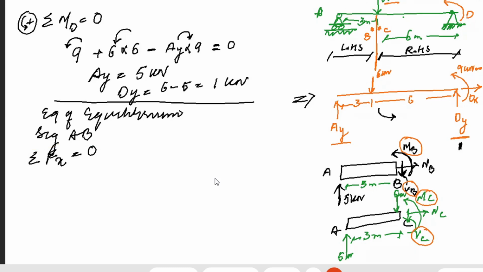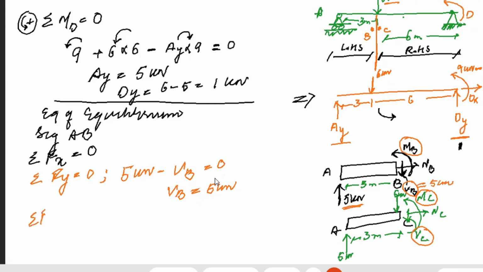So summation of forces in x is 0, and summation of forces in y is again 0. Therefore, calculating that, it will be simply 5 kilonewton, that is VB minus 5 kilonewton equal to 0, and you can say VB is again equal to 5 kilonewton. It's simple. If there is 5 kilonewton at point A, VB will also be 5 kilonewton on the other end.